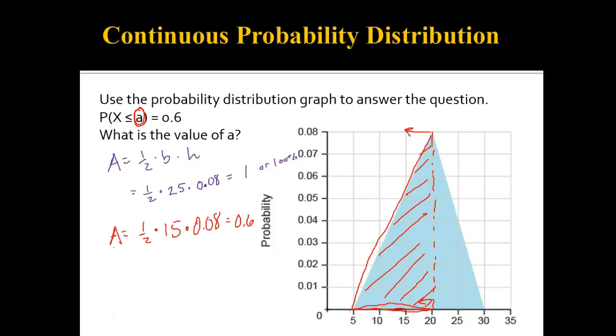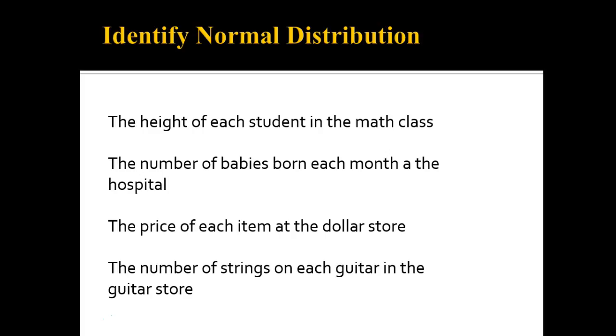So the probability of having 20 or less is 60%. So A equals 20, because that's where we drew our line. Okay. So A equals 20 in this case. Okay, that was a hard one. That's a tricky one. I think it's probably the hardest one.